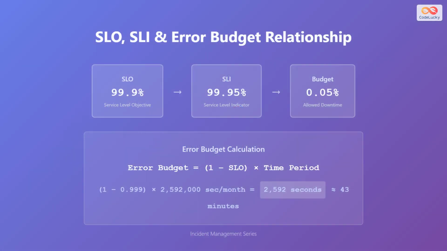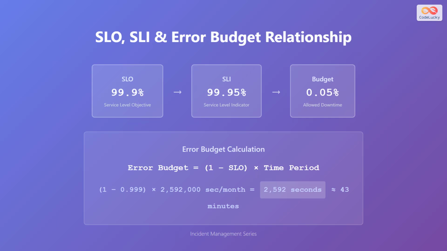Now let's connect three key concepts. First, an SLO or service level objective is your target. For example, you promise 99.9% uptime. Second, an SLI or service level indicator is what you actually measure. Perhaps you achieve 99.95% uptime. The difference between your target and what you actually achieve is your error budget. In this example, 0.05% is your error budget.